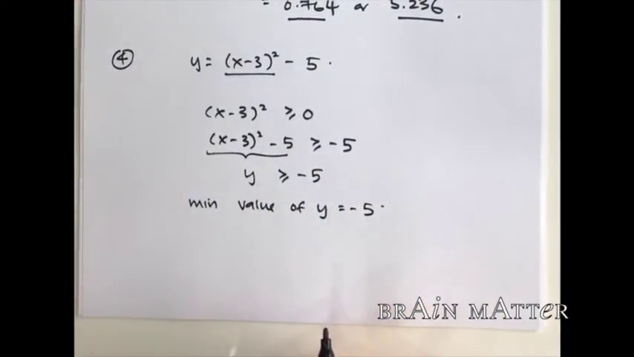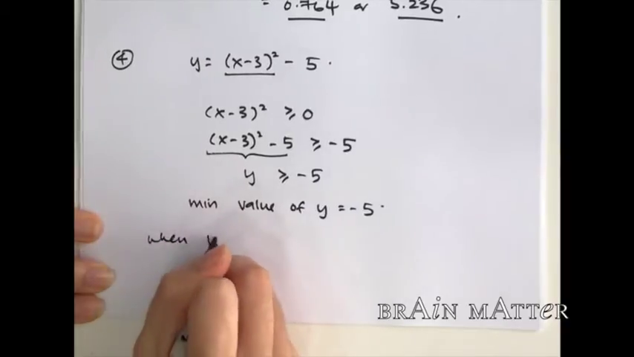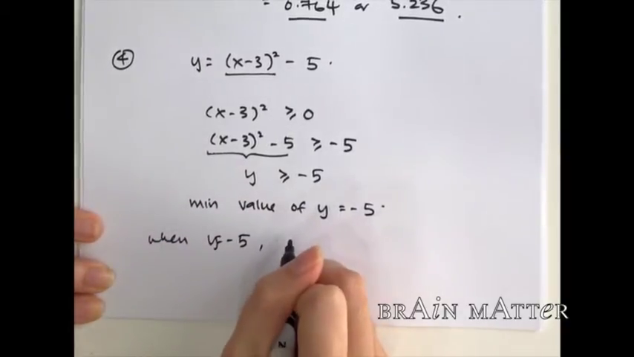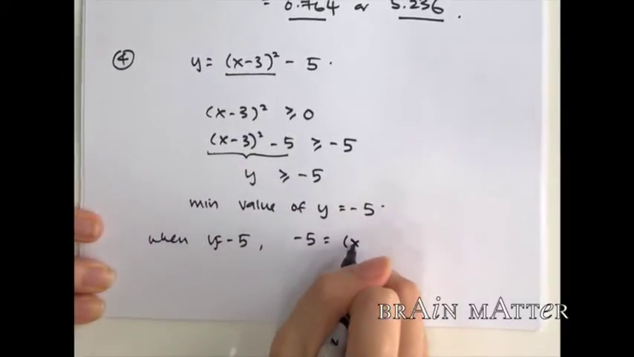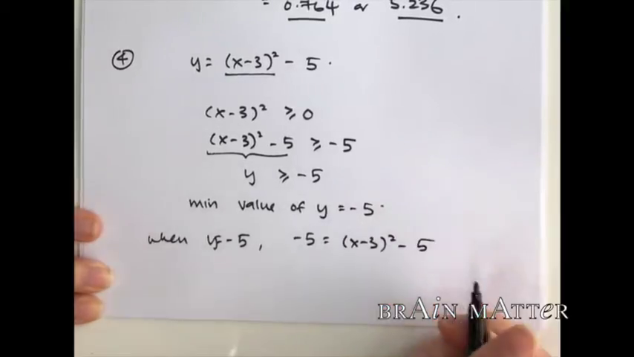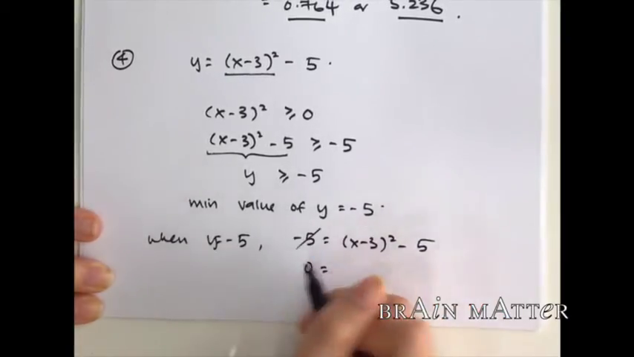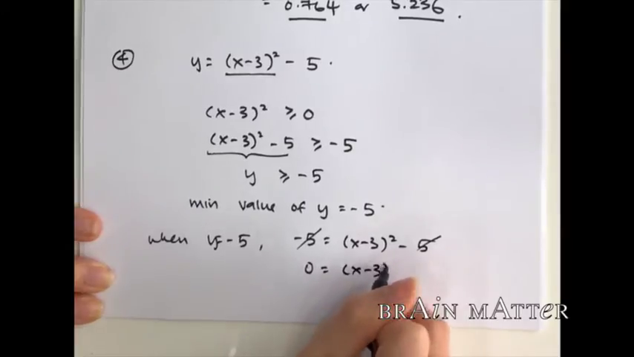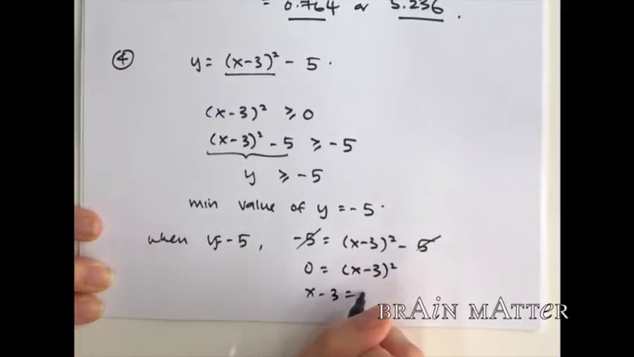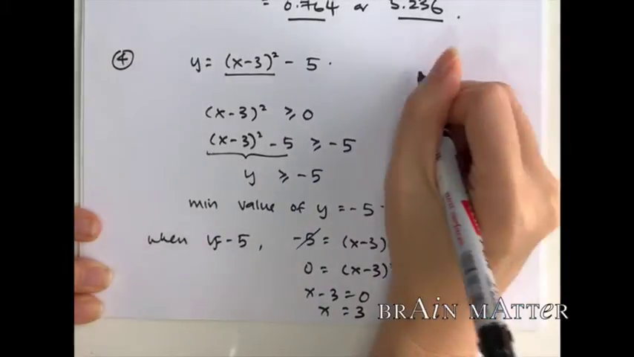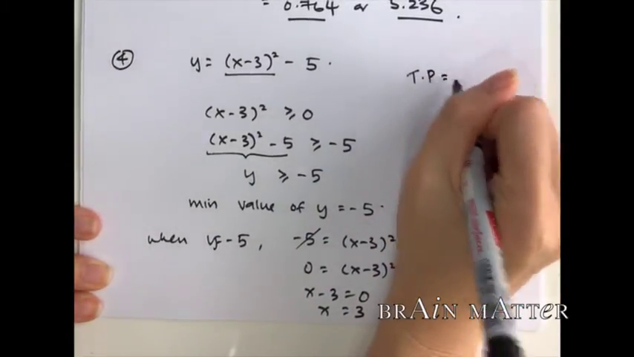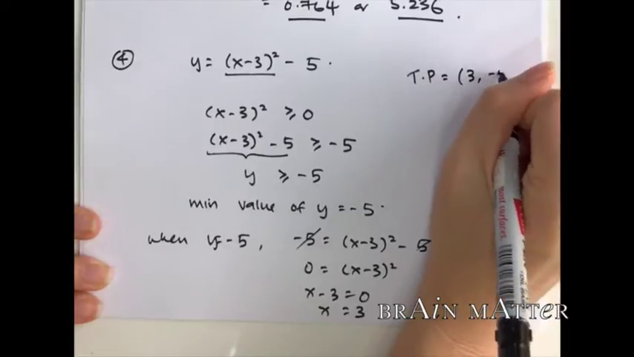So now, because for the turning point we need the coordinate, that means we need the x coordinate, right? So we will have to sub in when y equals negative 5. What is my x? Okay, this is actually very, very easy. So this is 0 because I can cancel. So my x minus 3 equals 0 and x equals 3. So my turning point will actually be 3 and negative 5.